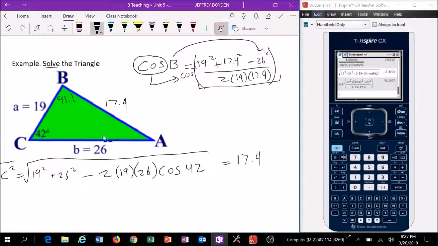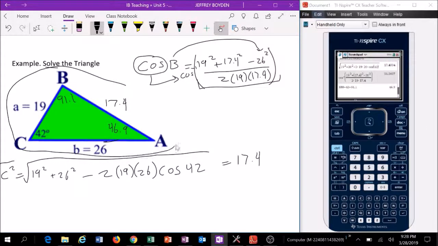We were asked to solve the triangle. We know all 3 side lengths. We know 2 angles, and we would like to know the third. So all we're going to do is remember that a triangle has 180 degrees in it. So 180 minus 42 and minus 91.1. And we are going to be done. 46.9. And in my class, when I'm grading, I will accept a complete labeled diagram for full credit when a diagram is given. So that completes the question.